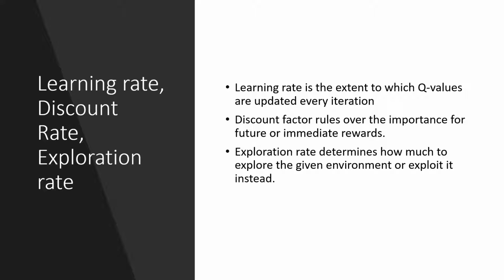There are three important variables in Q-learning that an agent follows when taking an action or judging a reward. These variables are learning rate, discount rate, and exploration rate. Learning rate is the extent to which Q values are updated every iteration. Discount rate decides the priority given to an immediate reward. Exploration rate determines how much to explore an environment instead of exploiting it. Exploration means taking a random risky move, while exploitation means taking the step that the agent is certain will result in a reward.